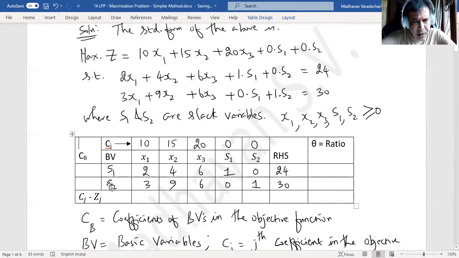Now, what is CB? Coefficients of the basic variables in the objective function. Go to the objective function. The coefficients of the basic variables are 0 and 0. So here I will write 0 and 0.